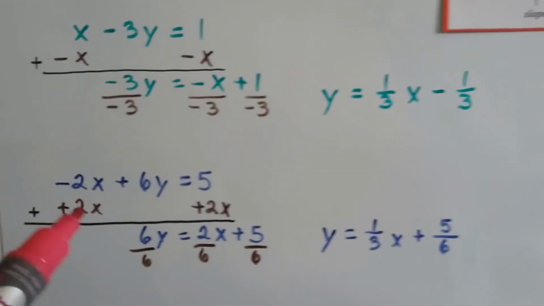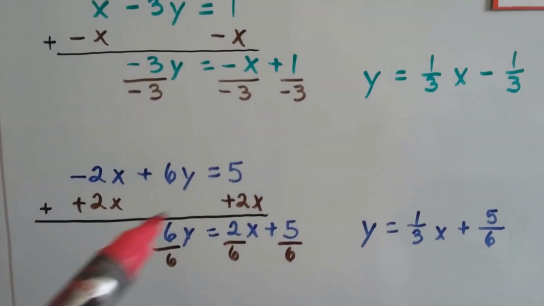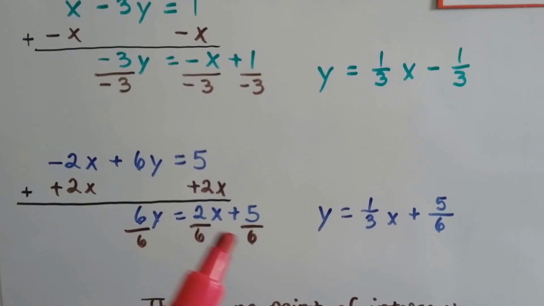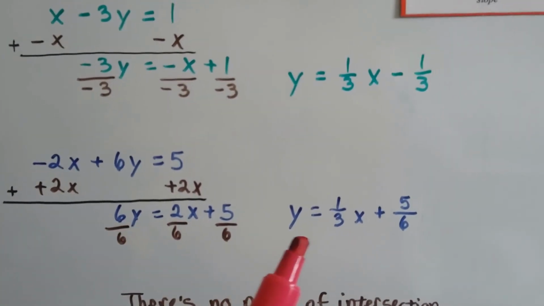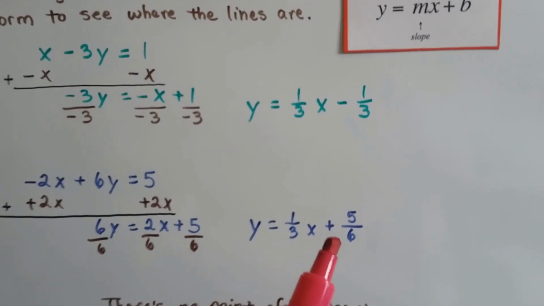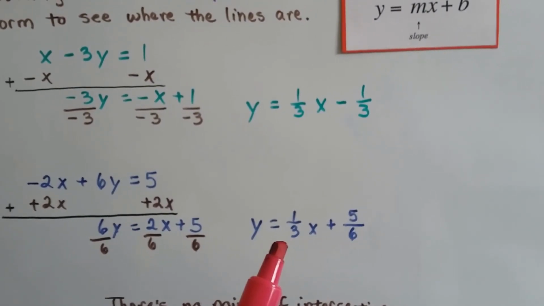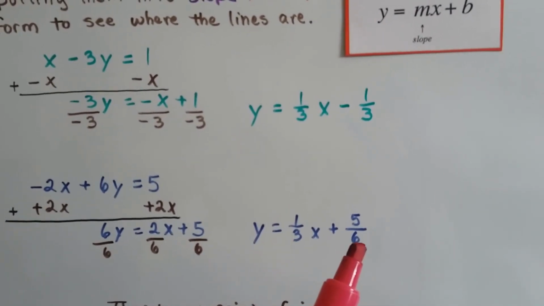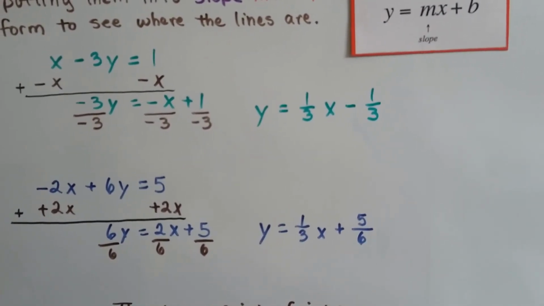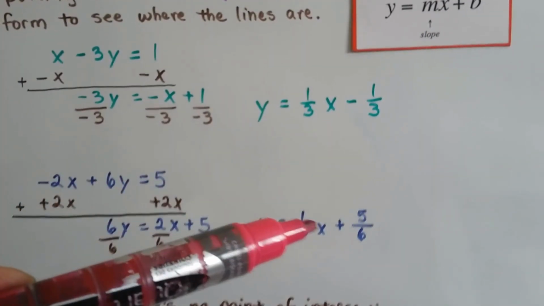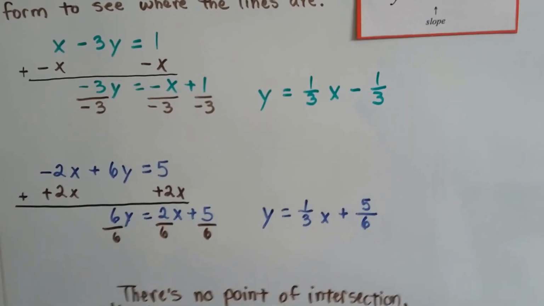We do it for the blue one, this negative 2x plus 6y equals 5, and to put it in slope-intercept form, we add 2x to each side. We get 6y equals 2x plus 5. We divide each term by that 6 coefficient, and in slope-intercept form, we get y equals 1/3 x plus 5/6. So we know the slope is a rise of 1 and a run of 3, and it hits the y-axis at 5/6. Now, if you've been watching my videos all along, look, it's got the same slope, but hits the y-axis at a different place.